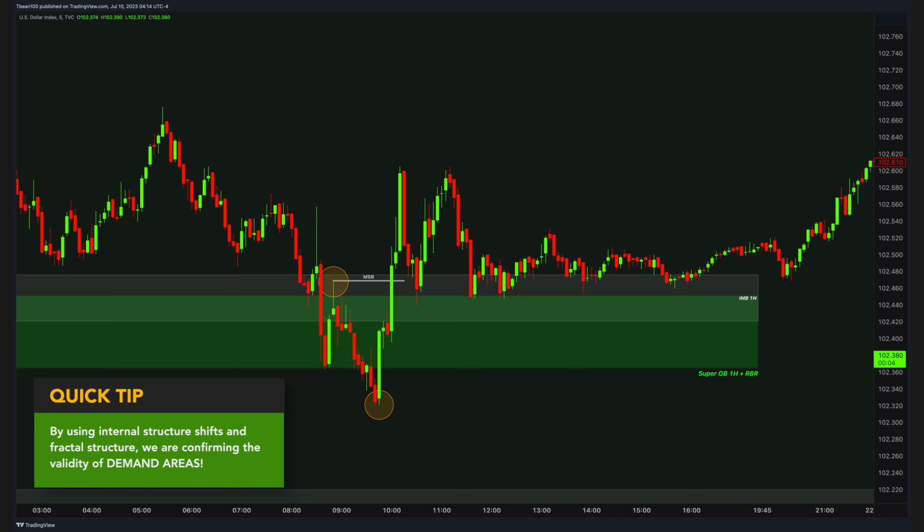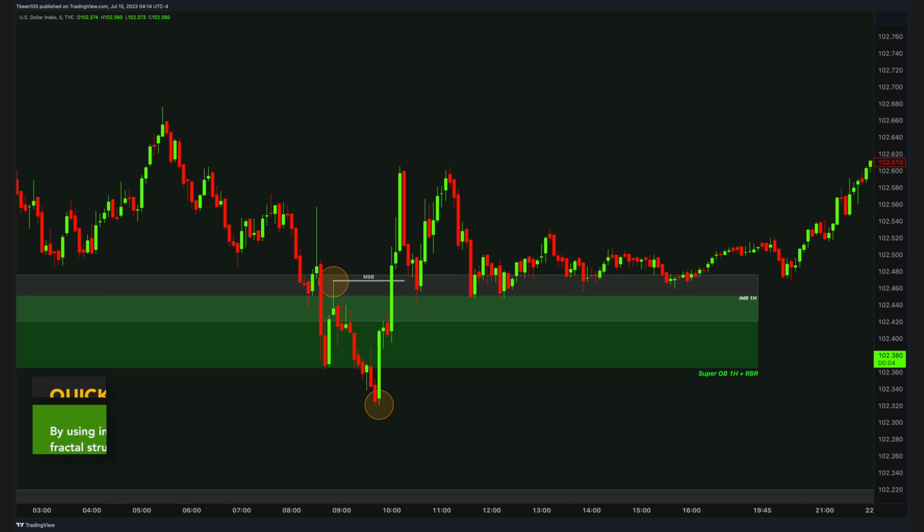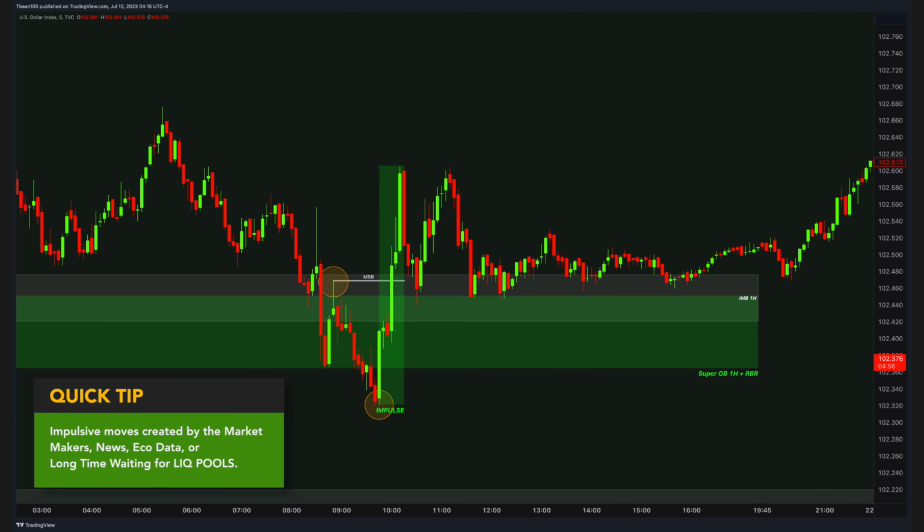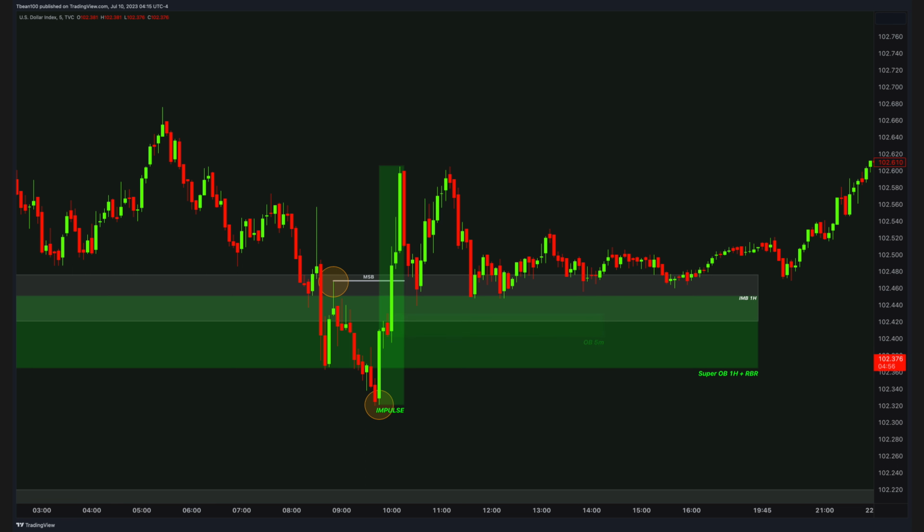But not random structure shifts. All happens at super order blocks. This is the difference. Notice this impulsive movement here. When I see this impulsive movement, I already know that it is some sort of smart money involvement or some news. This 5-minute order block, the best possible entry point in the world after going down from 1 day, 4 hour, 1 hour, and 5-minute charts.